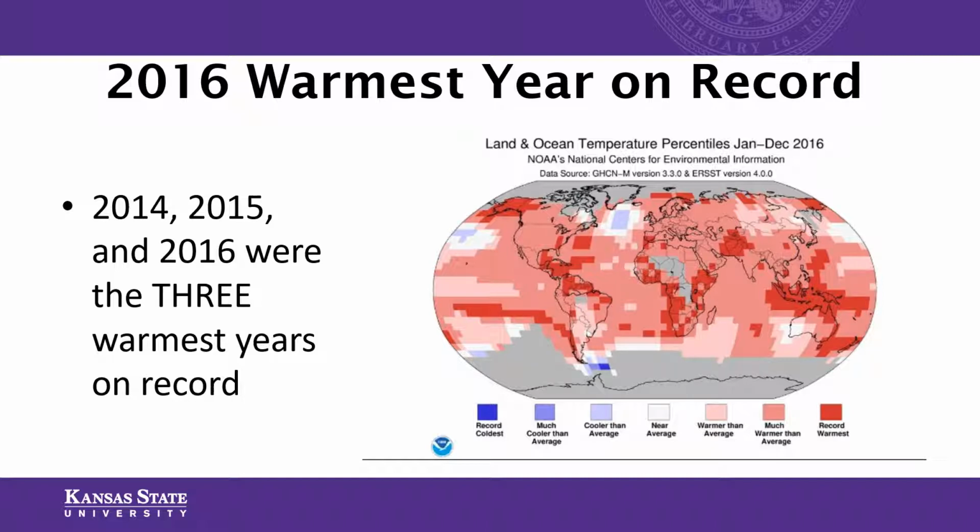So the planet's average surface temperature has risen about 2 degrees Fahrenheit since the late 19th century. This is a change that's been driven largely by increased carbon dioxide and other human-made emissions into the atmosphere. Most of the warming that we have seen has occurred in the last 35 years, with 16 of the 17 warmest years on record occurring since the year 2001.